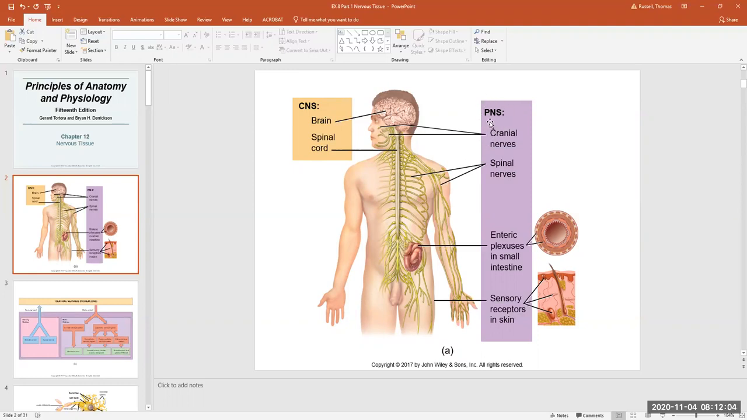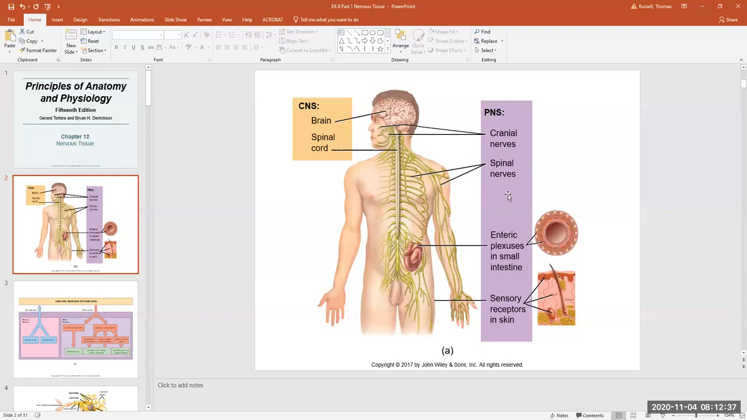Now, the peripheral nervous system can be broken down into several sections. All of the nerves that come off of the central nervous system will either be called cranial nerves. There's 12 pair of cranial nerves. Before we're finished, I'm going to pull up the Engage manual and show you a little chart on that. So there's 12 pair of nerves that come off the brain directly, and there's 31 pair of nerves that come off the spinal cord, in which case we just call them spinal nerves.